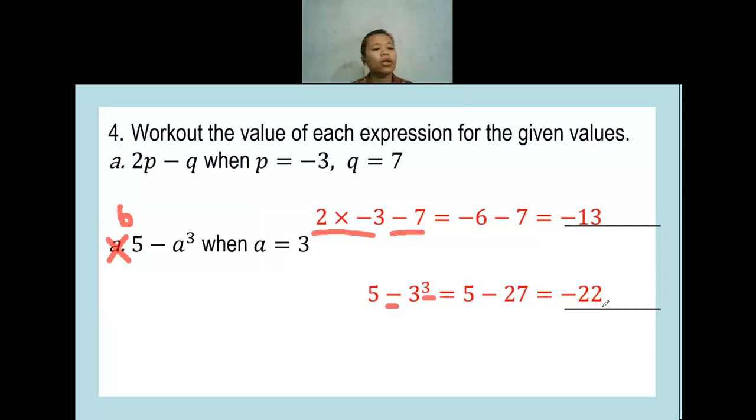Is there anyone who is confused at question 4? No? Okay. If no one has any confusion, I will move to question 5.